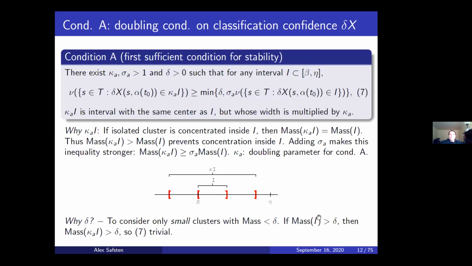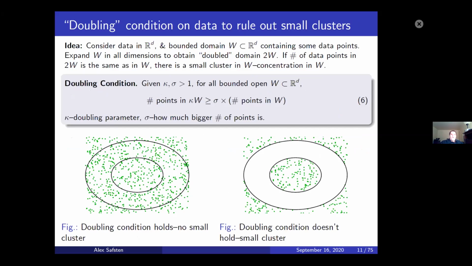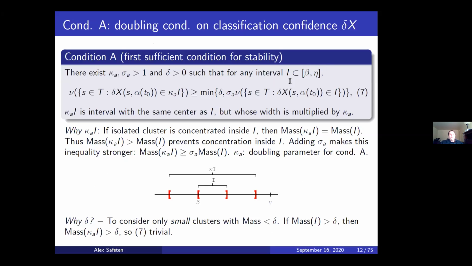Now you'll note the presence of delta to be slightly different than the doubling condition on the previous slide, where there was no delta. And the reason for this is that we only want to detect small clusters with this condition. We don't want to detect large, well-classified clusters. So we put this little delta in here so that we don't detect large clusters.